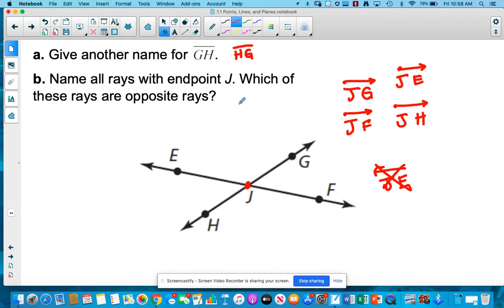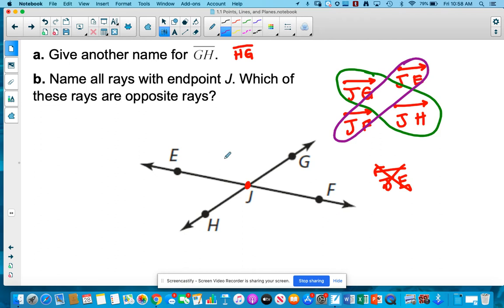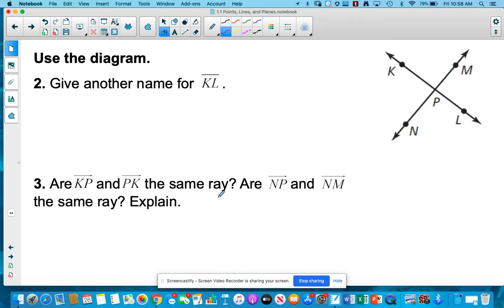Then it says which of these rays are opposites? I know JH and JG make a straight line, so I know these two are opposite rays. I also know JF and JE are opposite rays because they're creating a straight line. All right, so try this one on your own. Go ahead and pause.